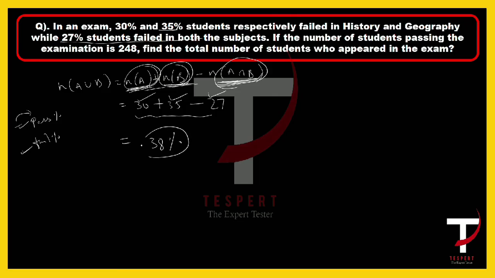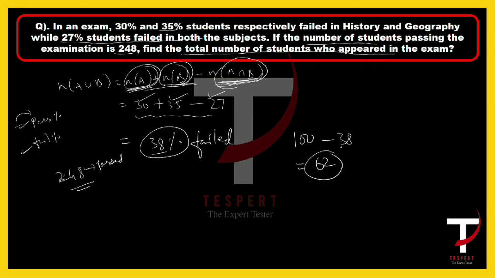Now what is the question here? Find the total number of students who appeared in the exam. We are given the number of students passing the exam as 248. 248 students passed the exam, but we have the failed percent. 38% failed. Then how much is the percentage passed? 100 minus 38, which is equal to 62. If 38 is failed, then to calculate the pass percent, we just subtract it from 100. So 62% of students passed. So 62% is equal to 248.